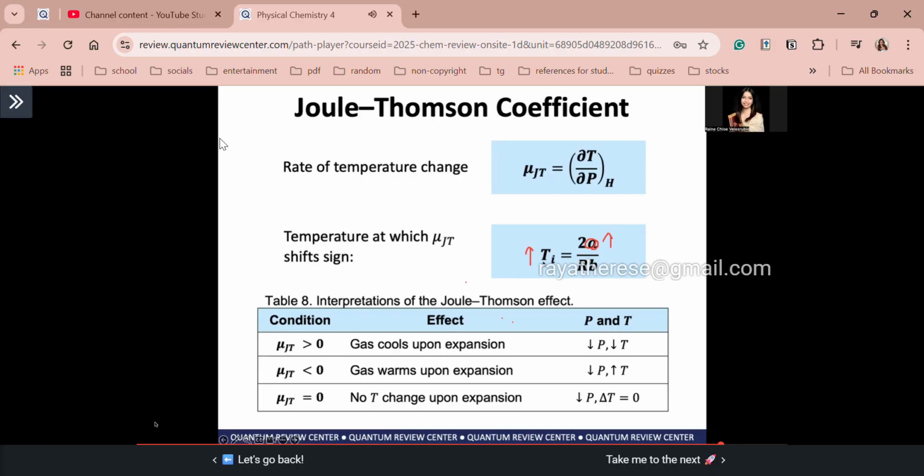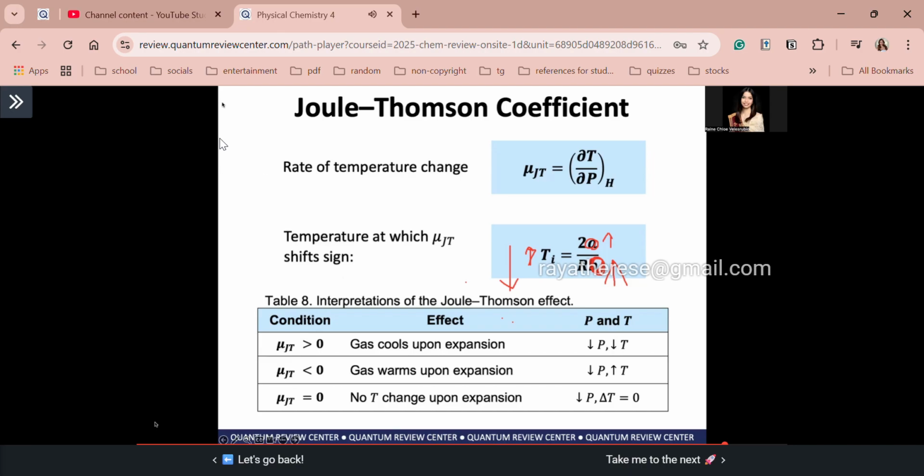Next, a larger B means larger particle size. So if the particle size is large, what happens to TI? This results in a lower inversion temperature, so it takes a lower temperature in order to shift sign. Now, let's proceed to table 8.